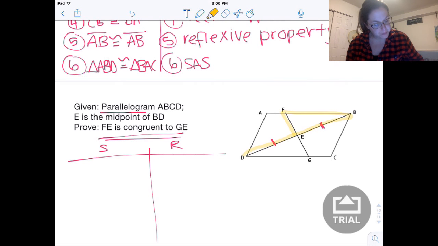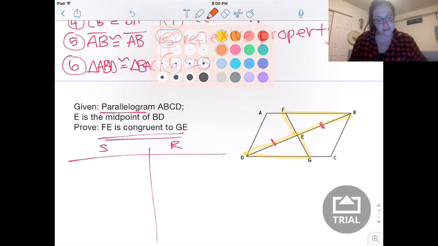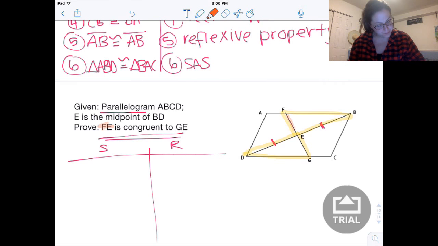And here's how I know that's a good guess. Guess what is in those triangles? FE and GE. Those are sides. So that's how I'm going to know, okay? So what else do I see in these triangles?